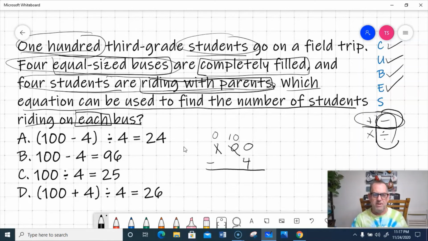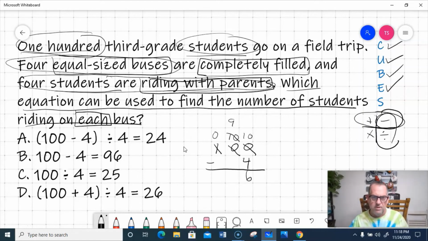Now I can take one of my tens, that will leave 9 tens, and one of my tens will give me 10 ones. Now I can subtract. So 4 from 10, I always like to count up, so that's 4, 5, 6, 7, 8, 9, 10. So it looks like 6. So 10 minus 4 is 6.